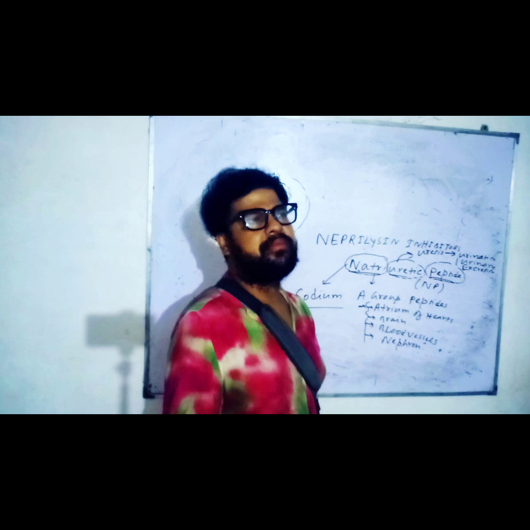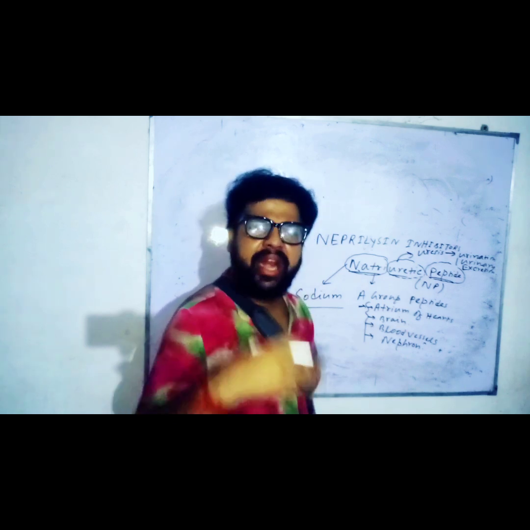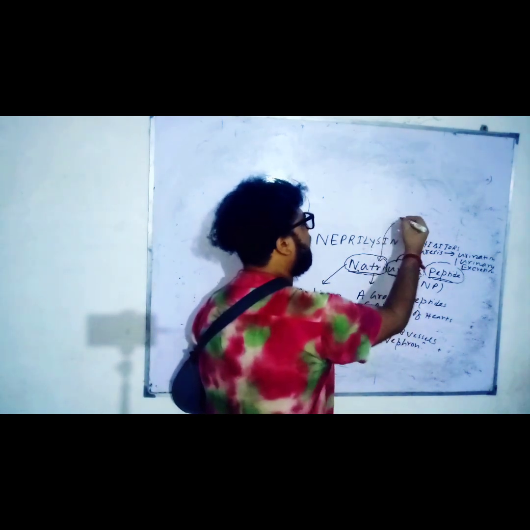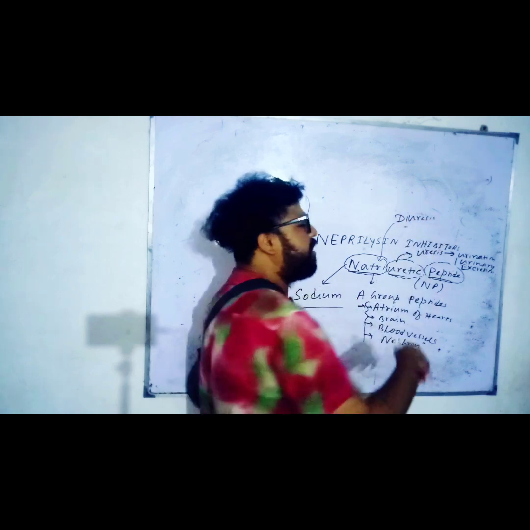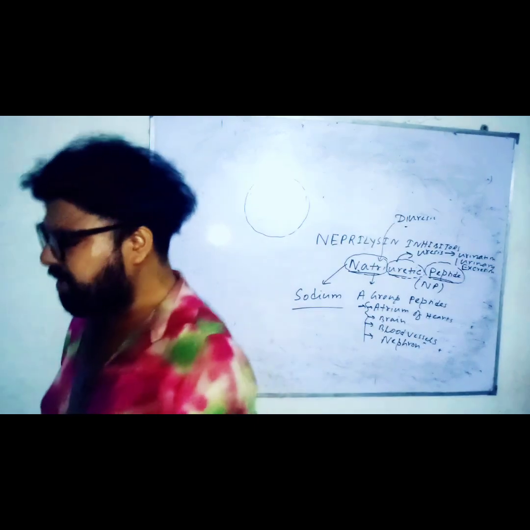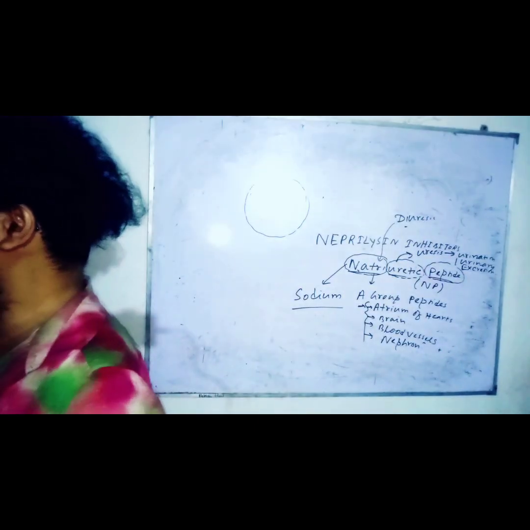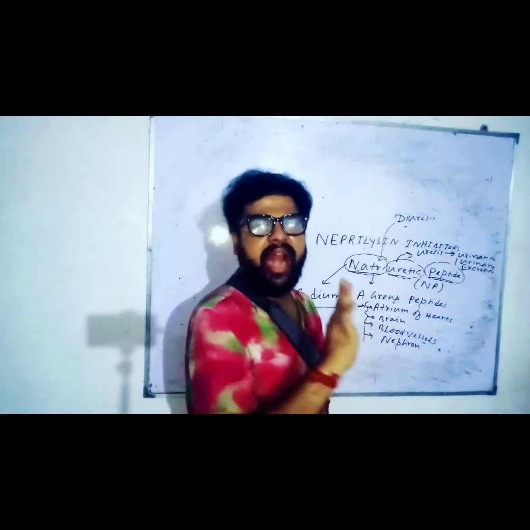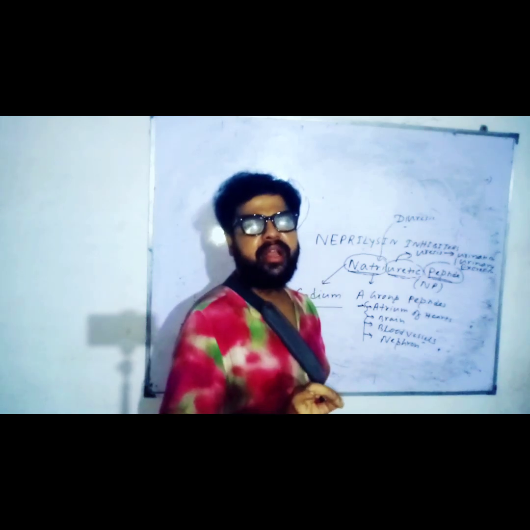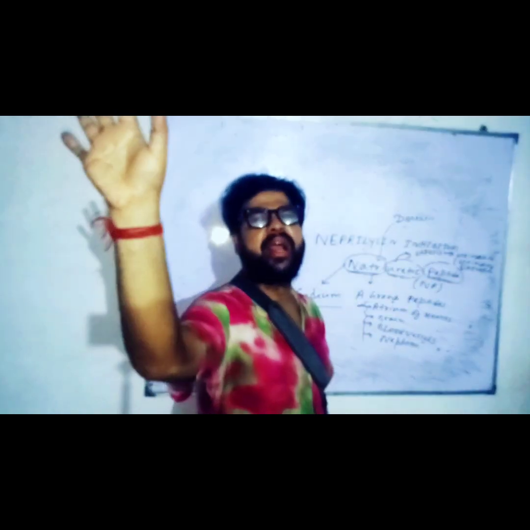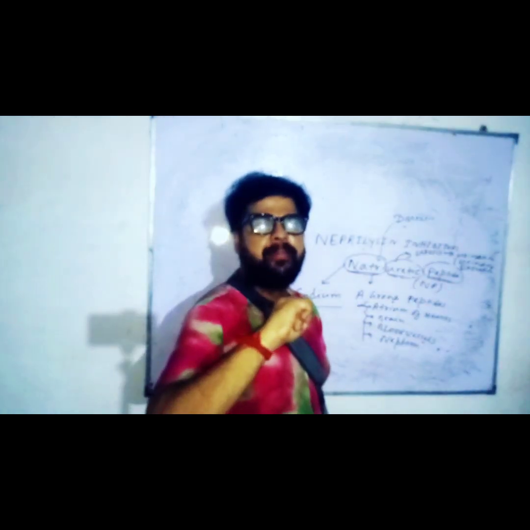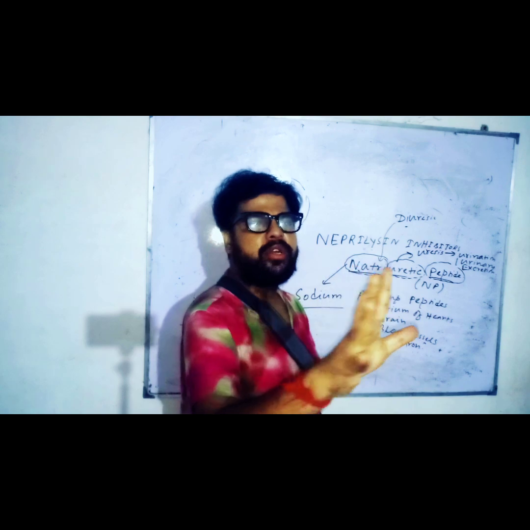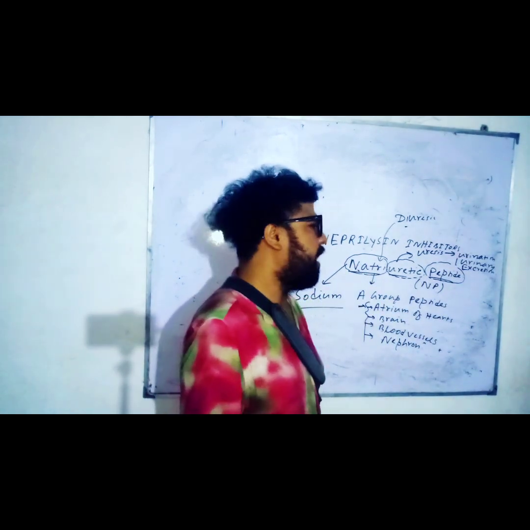Natriuresis is very important because it is also related with diuresis. That means when there is natriuresis, there is also diuresis. Diuresis and natriuresis are more or less similar. In case of diuresis, all the substances including water are excreted through the urine, but in case of natriuresis, we are mainly giving importance to the sodium excretion. So that's why it is called natriuresis.